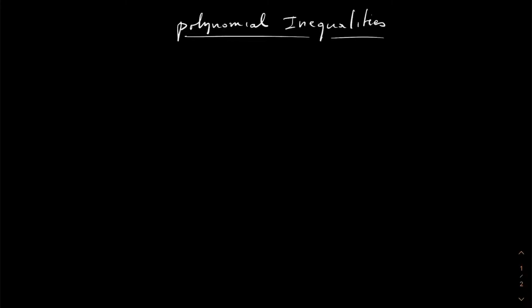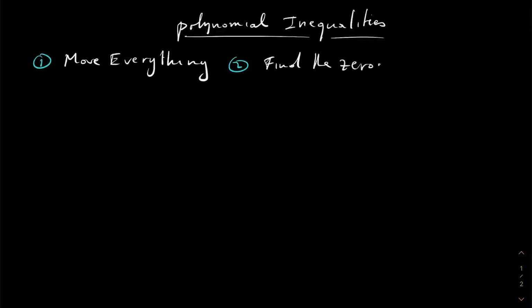The first thing I should mention here is that I'm going to be solving polynomial inequalities in 3 steps. The first thing is going to be for me to move everything on one side of the inequality. Then the second thing I'm going to do is find the zeros. Those are going to be serving as my boundaries. And I'm going to do those by factoring the polynomial itself. And then the last thing I'm going to do here is to draw the number line so I can figure out exactly what portion of my number line is part of the solution and which ones are not.